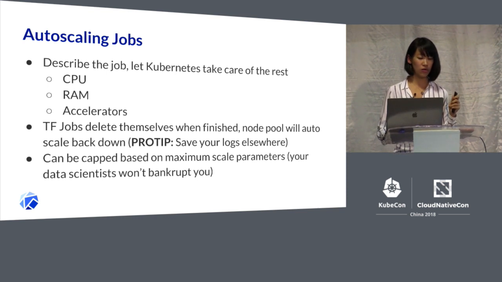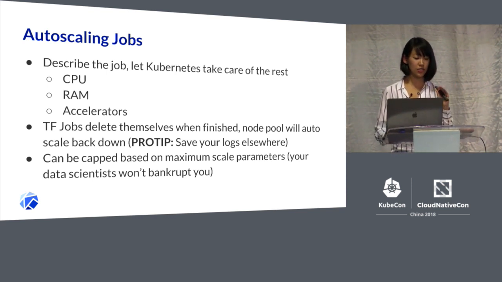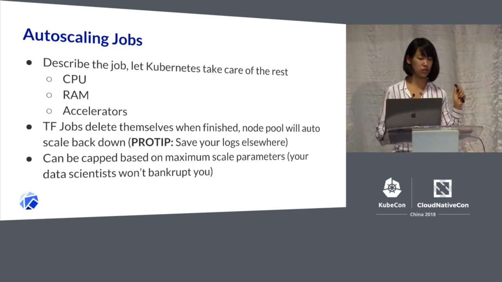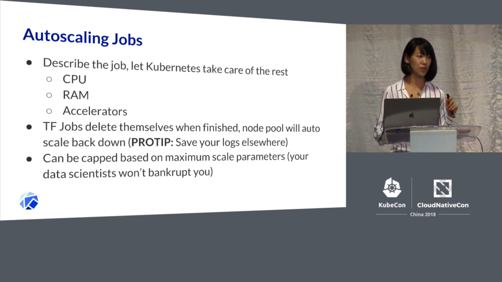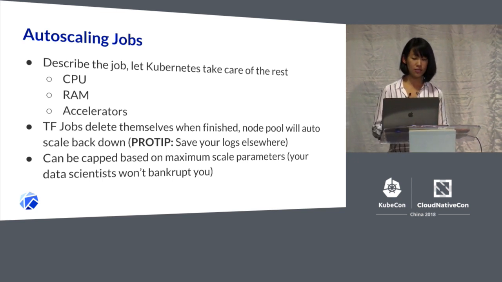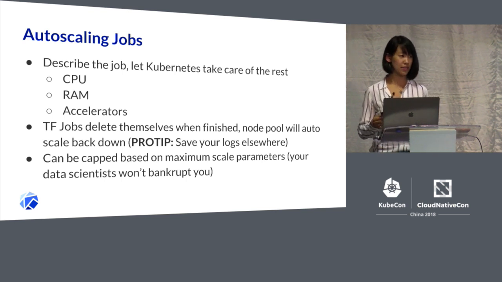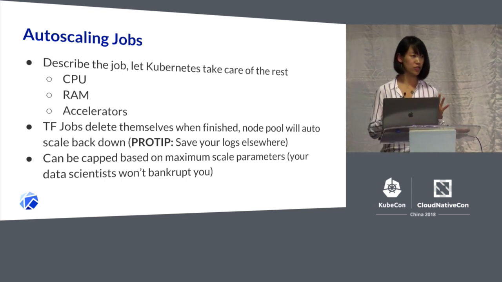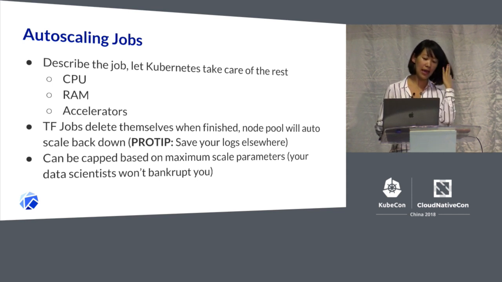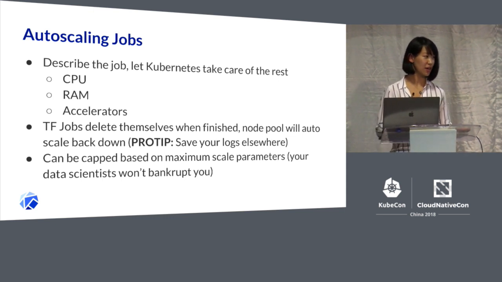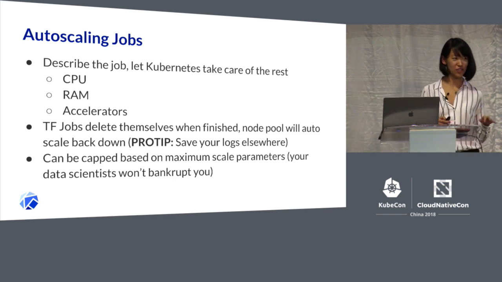So our goal is that the data scientist just needs to describe the job. Kubernetes will take care of the rest. So that includes the CPUs they're looking for, the memory, as well as any accelerator that's needed, be it GPU, CPU, FPGA, TPU, what have you. When the job is done, the resources themselves are going to be automatically deleted. So things will scale down by themselves. And for these resources, you can also have a maximum scale parameter, so your data scientist wouldn't be asking for like 10,000 GPUs all the time.